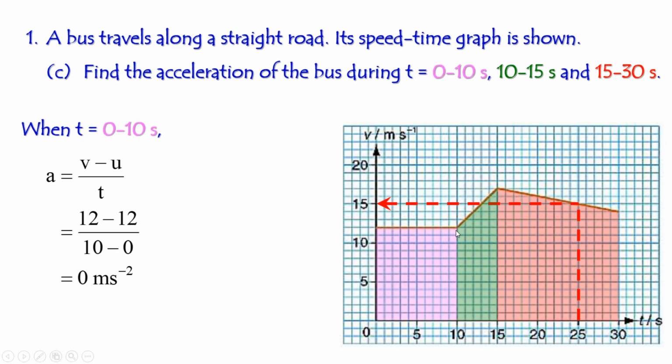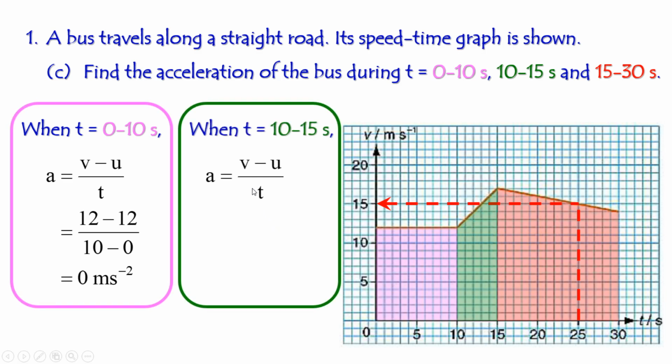And for the next part of the journey, from 10 to 15 seconds, you can make use of the same formula to find out the acceleration of this part of the motion. The final speed of the bus during this part of the motion, that means the speed of the bus at 15 seconds, is equal to 17. And the initial speed of this part of the journey, that means the speed of the bus at 10 seconds, is equal to 12.